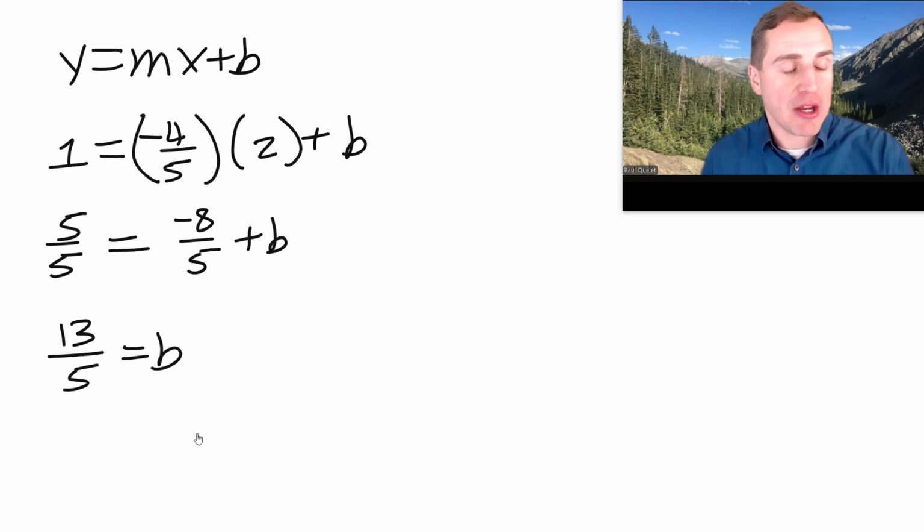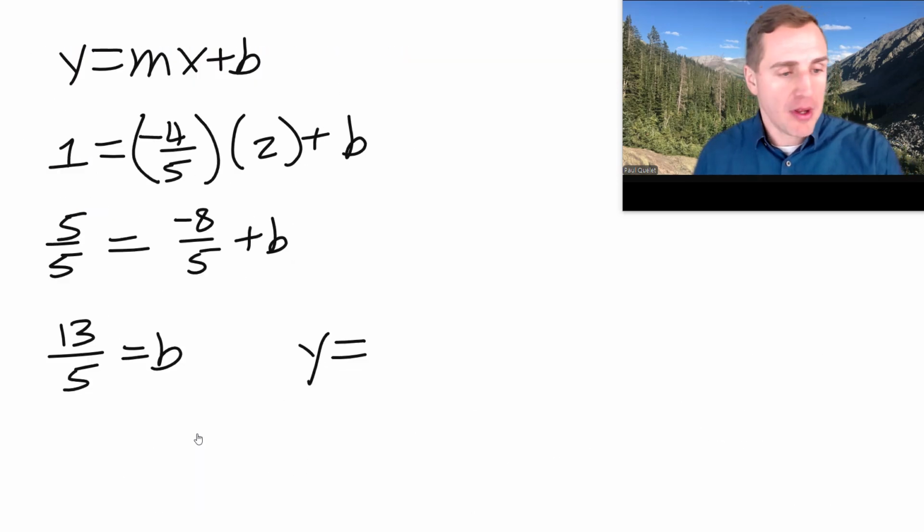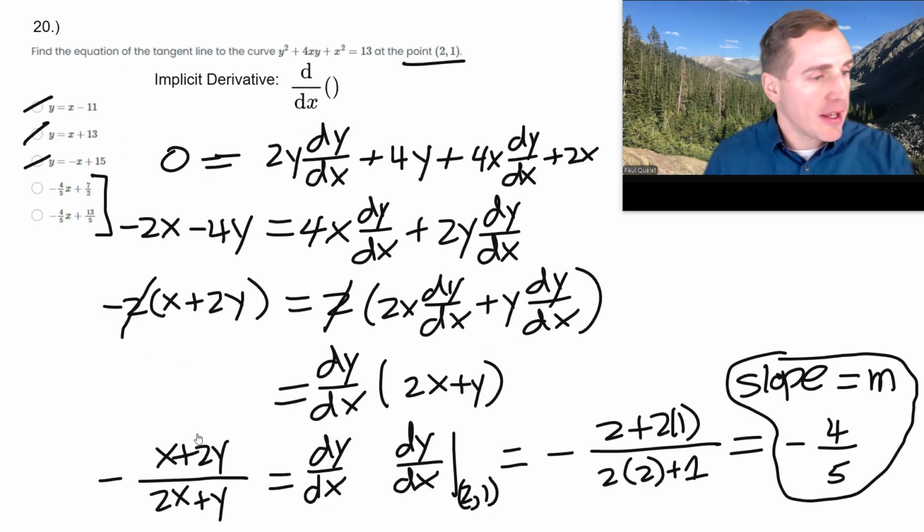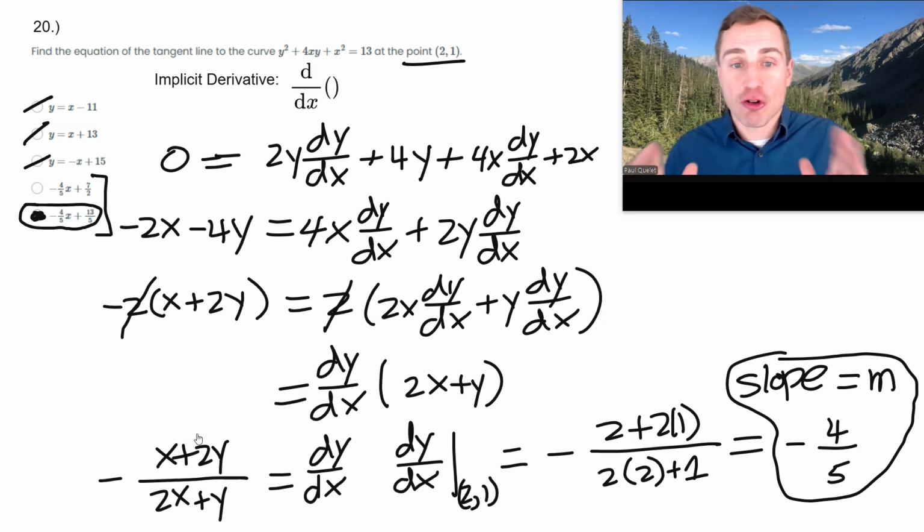Now that we have b, we can write the full equation of the line. So y equals m, which is the slope, negative 4/5 x plus 13/5, 13 over 5. Now let's check. Yes, indeed, that is the last choice here. So this last choice is the correct answer.